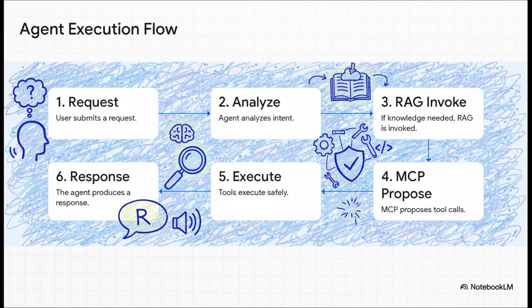This is it, the complete execution flow, the life of a request from start to finish. It all begins with a user request. The agent figures out the user's intent. If it needs more info, it calls on RAG to get it. Then, with that new context, it figures out what to do next. The model proposes a tool call, which MCP then validates and executes safely. The agent sees the result, and finally, it produces a response for the user. It's this beautiful, closed-loop intelligence system.